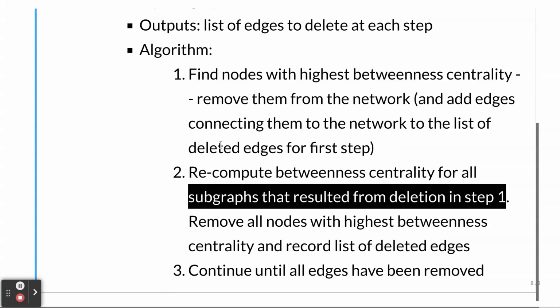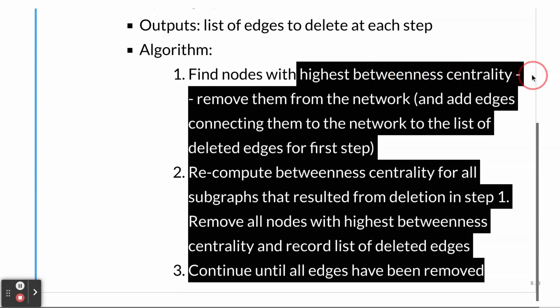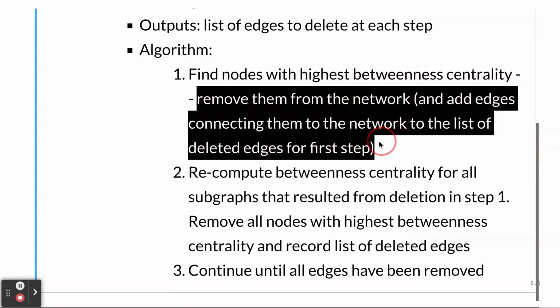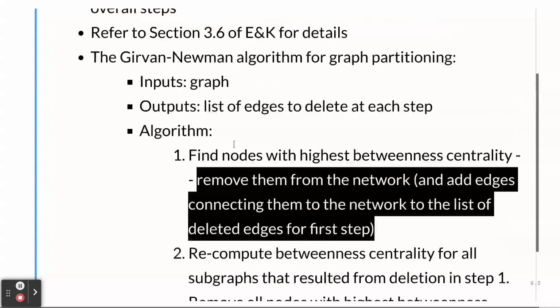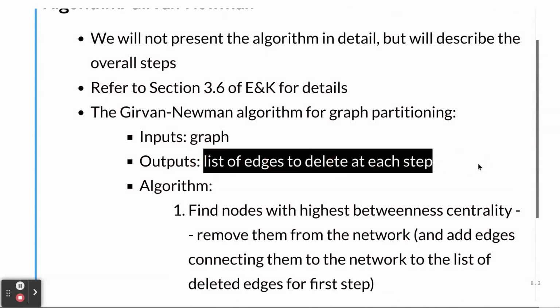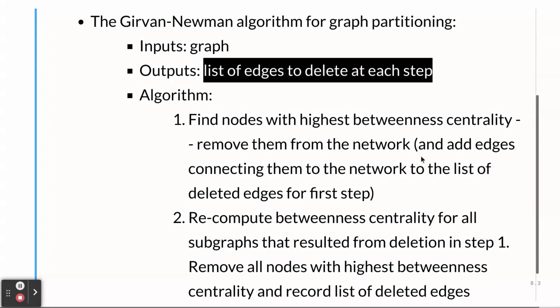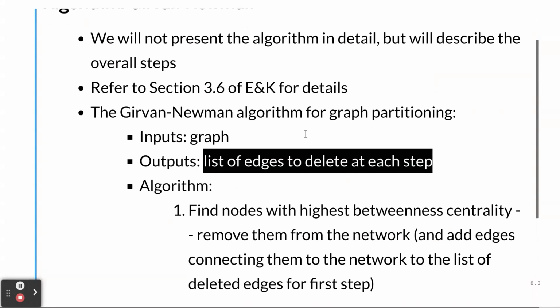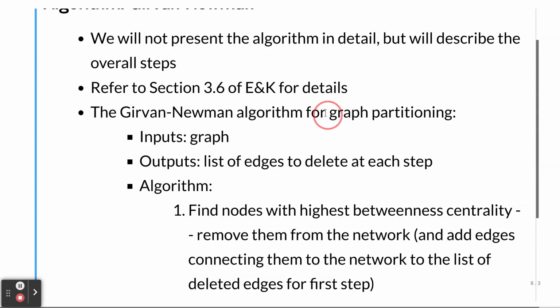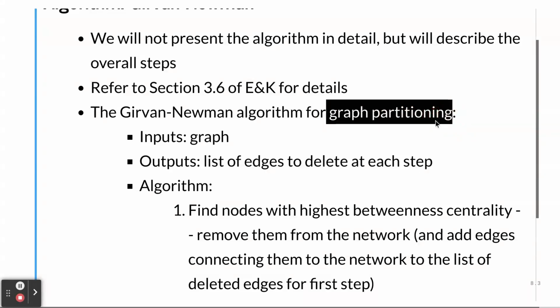Again, we'll keep track of which edges we needed to delete, and we will continue with this procedure where we first compute betweenness centrality, and then remove nodes with the highest betweenness centrality. And we'll continue to do this until all the edges in our graph have been removed. And this will give us the output, which will be which edges needed to be deleted in step 0, step 1, step 2, and so on, in order to completely isolate each node in the graph. This list of edges that was deleted at each step is our scheme for partitioning the graph.